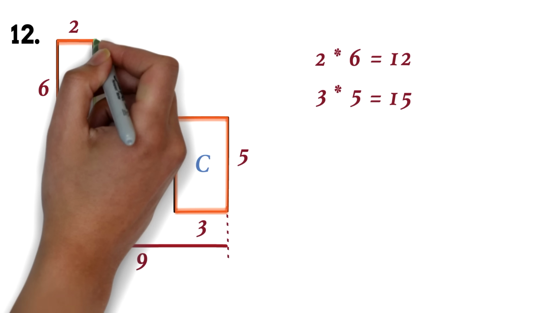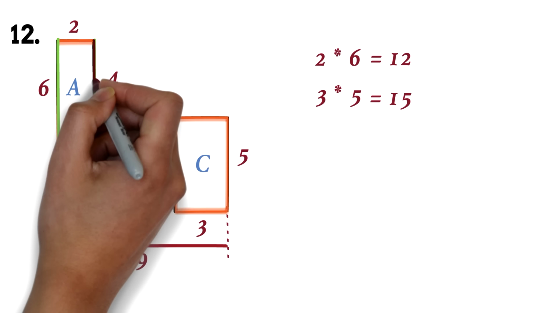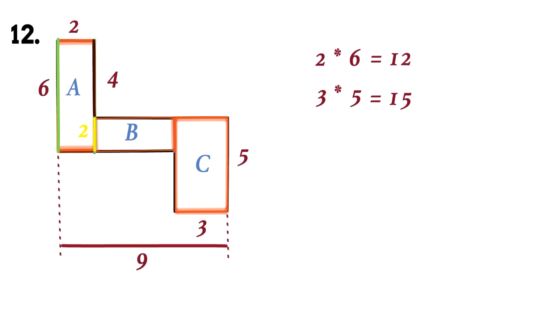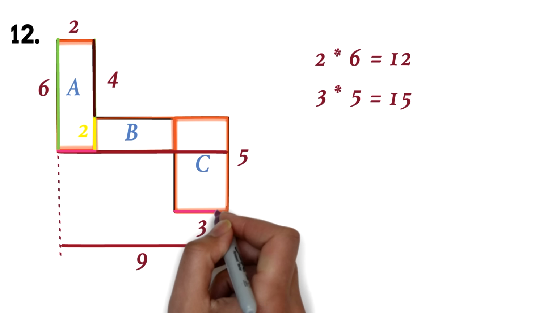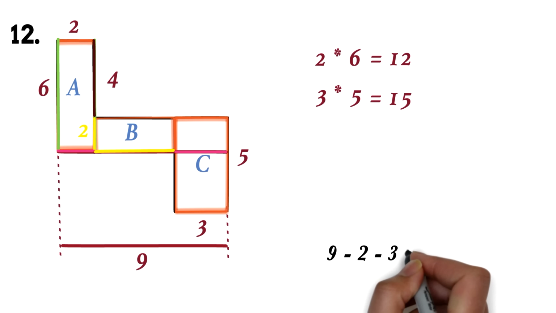We know that from here to here is 6, since in a rectangle, the opposite sides are equal. If the whole side is 6 and this is 4, then the side left will be 2. We do the same for this side. Here, we have been given that from this point to this point is 9. We know that this side is 2, and we also know that this side is 3. So we can subtract 2 and 3 from 9 to find out what this section is. 9 minus 2 minus 3 is 4.